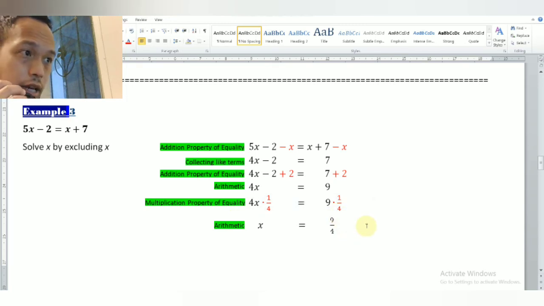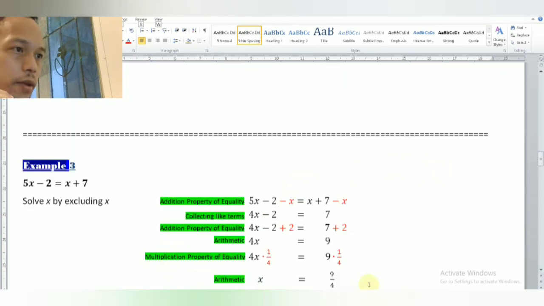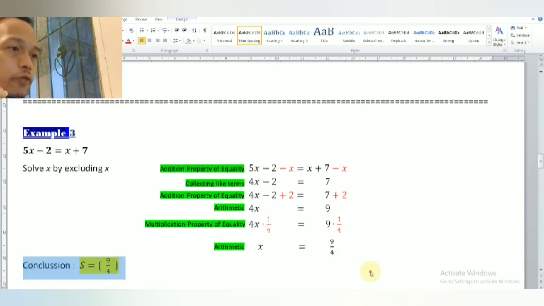I hope that this is clear. And we already have the solution since the x has already been made exclusive. After you find it by doing arithmetic, you have one possible value of your x. You can be certain there will be no other values of x, if you do it correctly. So don't forget you have to write it in solution set form. The conclusion is the solution set, or the bucket of your solutions, will contain only one possible answer, which is 9/4.